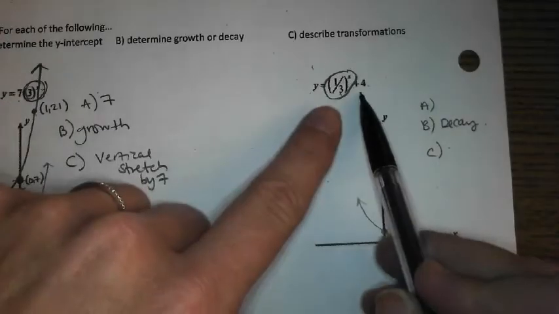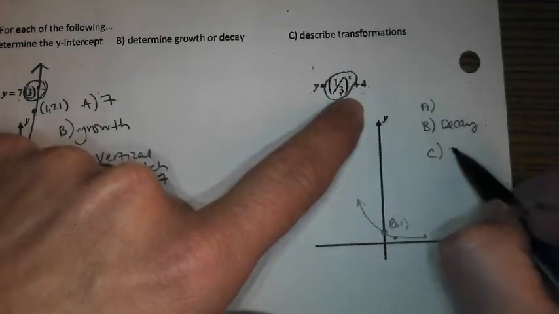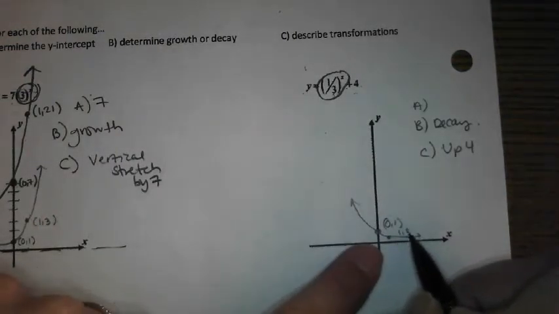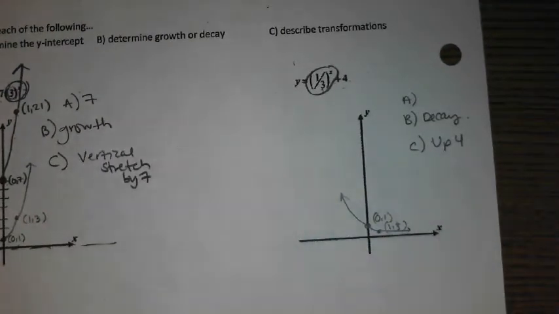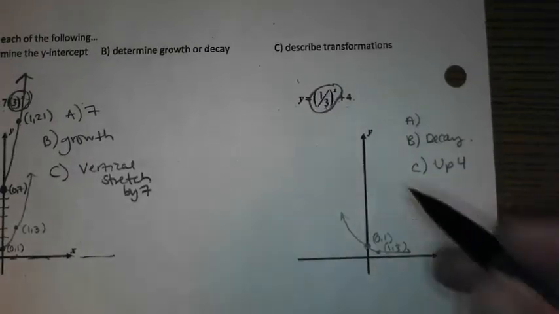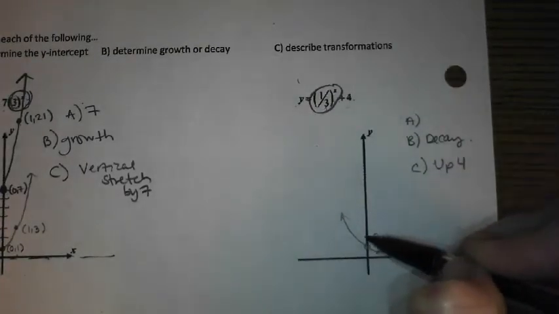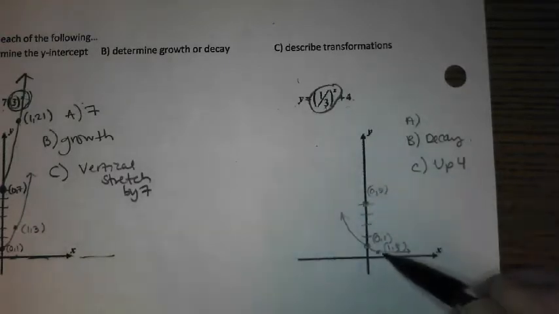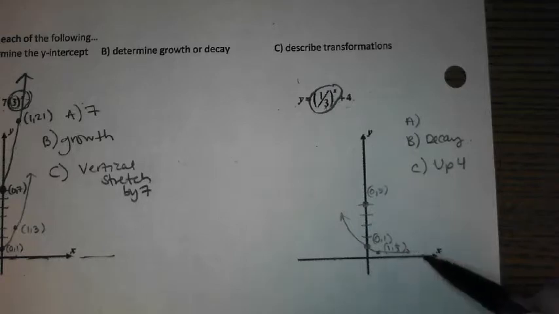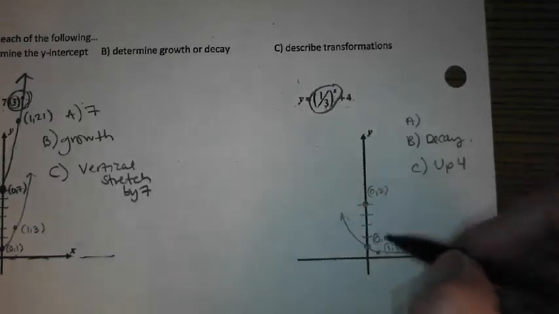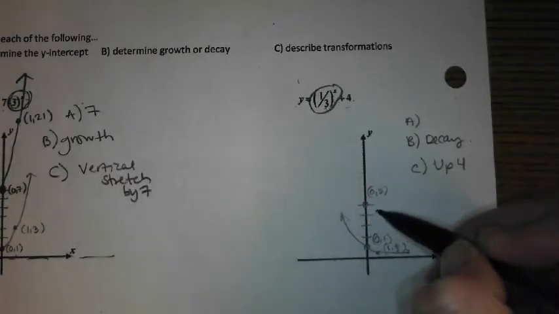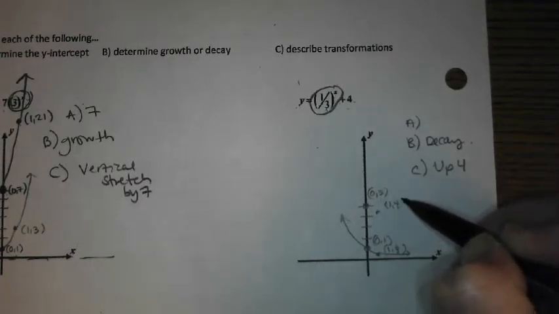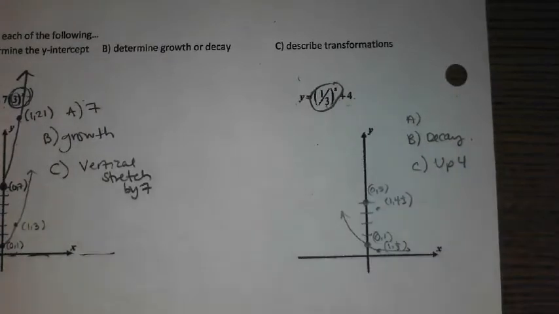But what is the transformation? Up 4. So this point was 1, 1/3. Where is 0, 1 going to go if you shift it up 4 units? 0, 5. 1, 1/3 is going to go to 1, 4 1/3, correct? 1/3 plus 4 is 4 1/3.